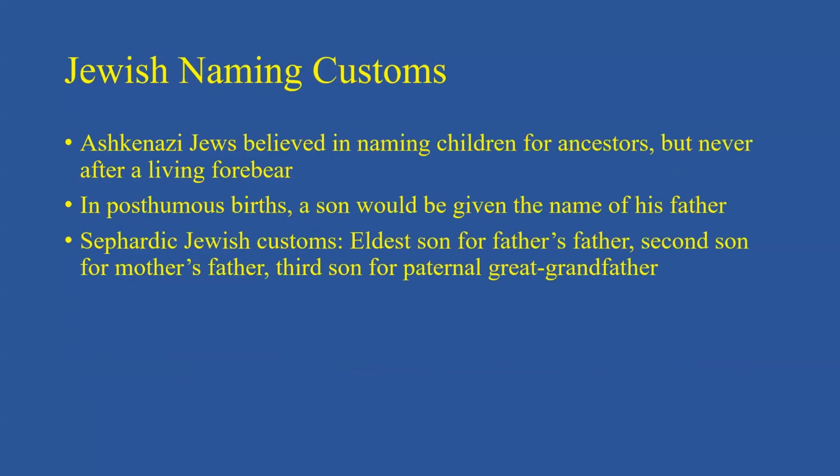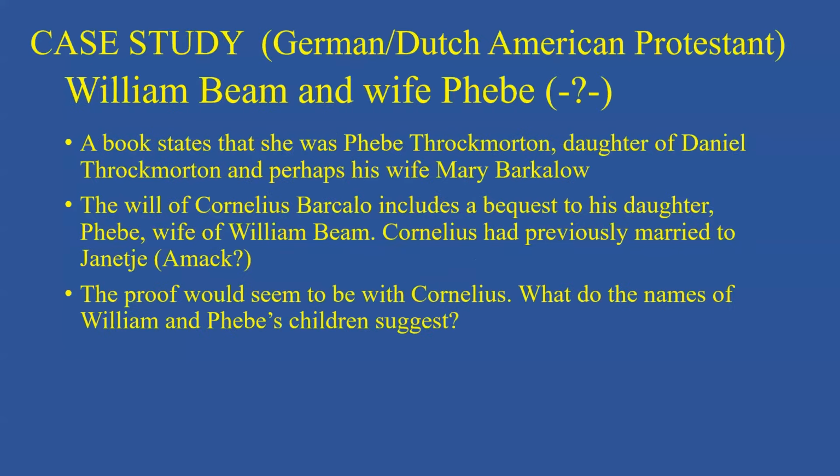Jewish naming customs: Ashkenazi Jews believed in naming children after ancestors, but never after a living forebear. In posthumous births, the son would be given the name of his father. Among the Sephardic Jewish customs, the eldest son for the father's father, second son for the mother's father, third son for the paternal great-grandfather, which is a little different than some of the other customs.